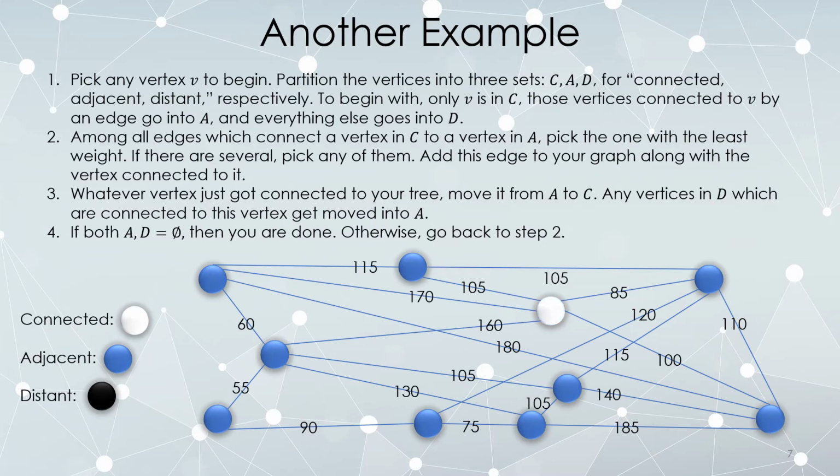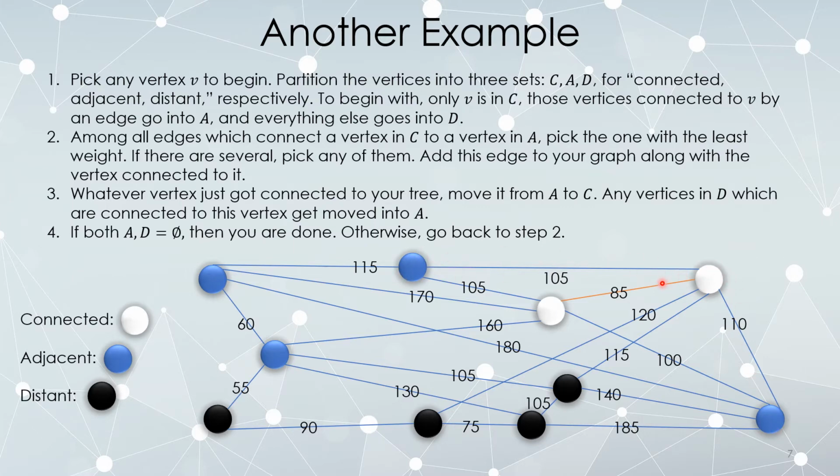Well, let's start here in the middle. The vertices that are adjacent to it will remain blue. Everything else is going to be considered distant. So now I just look at the edges that connect me from connected vertices to adjacent ones. 105, 170, 160, 85, 100, 85. Take that edge, which makes this adjacent, connected. It would also make these two things now considered adjacent, but they already were.